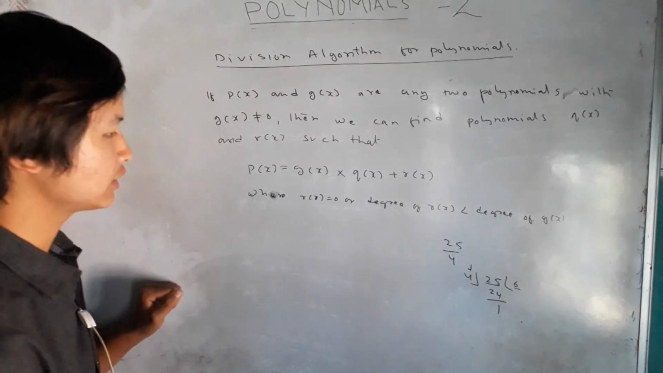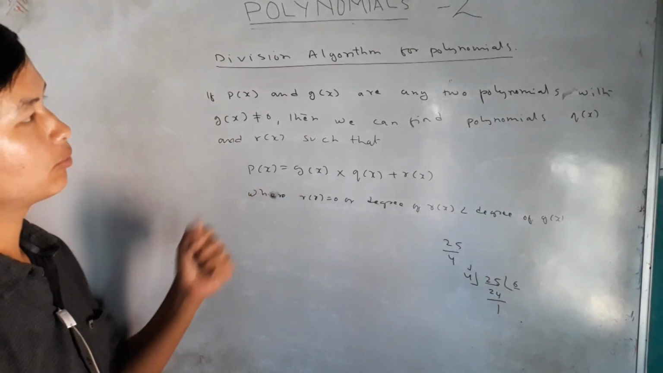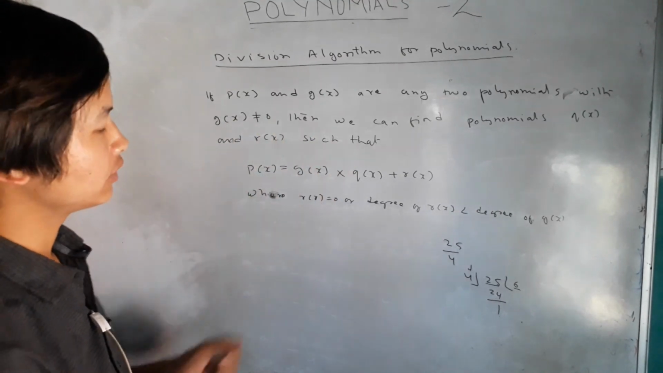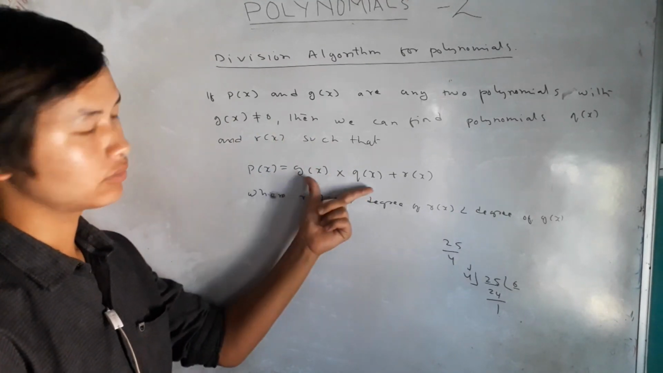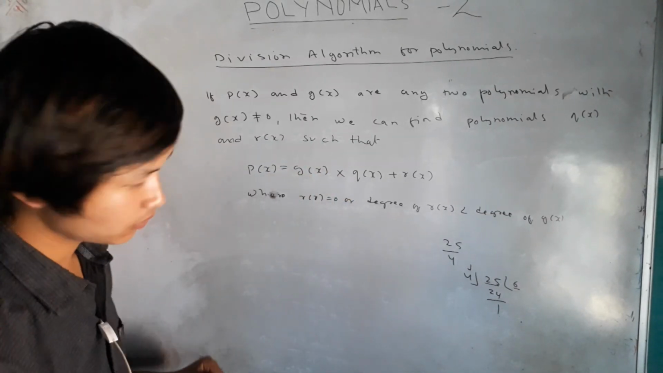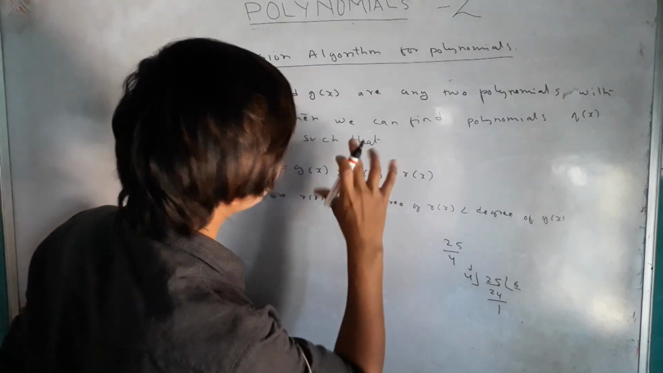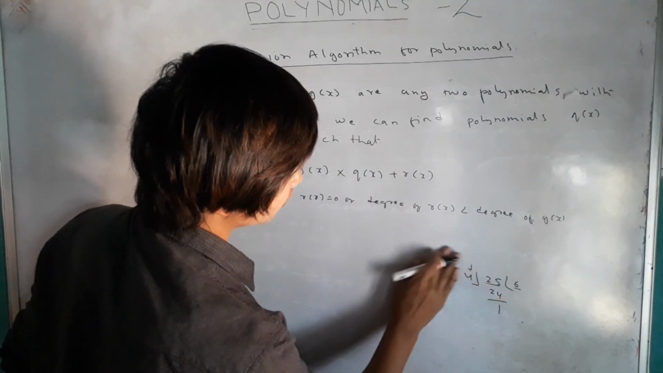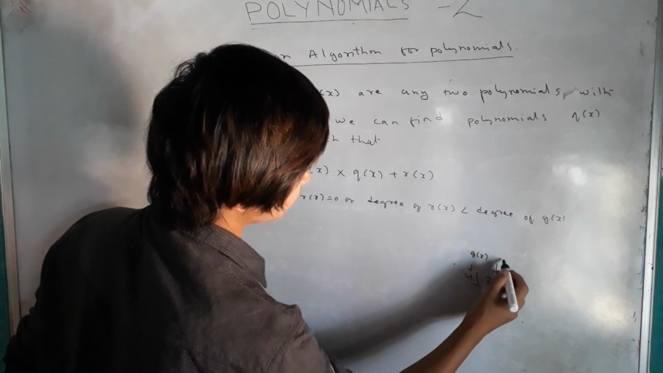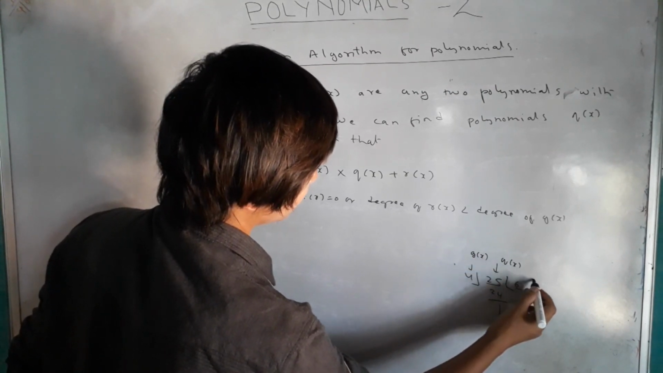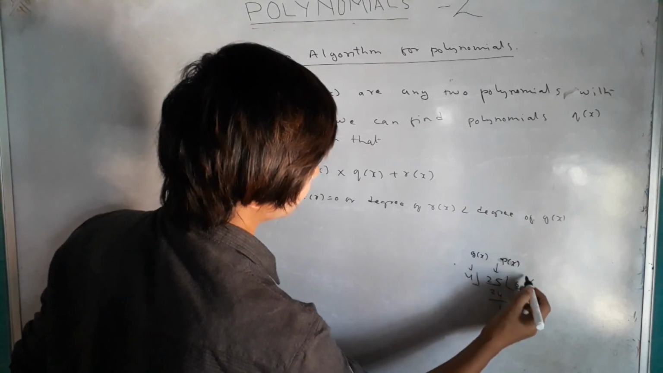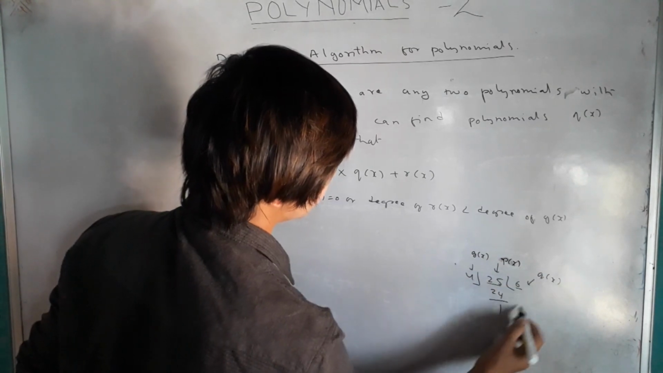In a similar manner, the same division algorithm is applicable to polynomials. If we divide a polynomial by another polynomial, it will verify the same result as in Euclid's division lemma. In polynomials we denote the divisor by g(x), the dividend by p(x), the quotient by q(x) and the remainder by r(x).